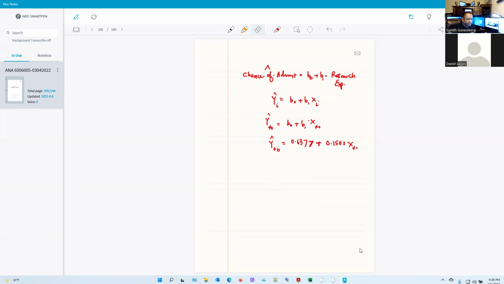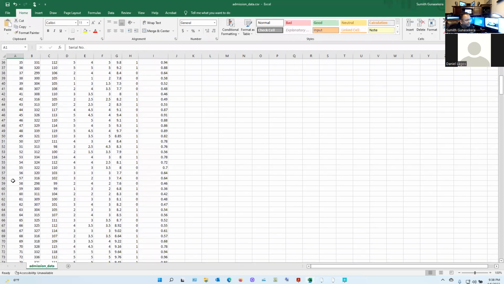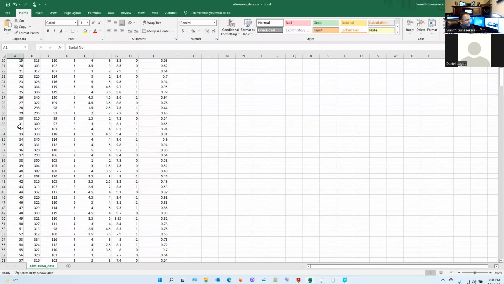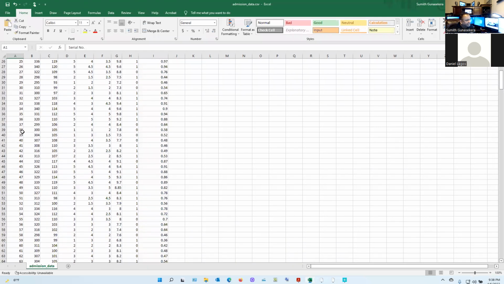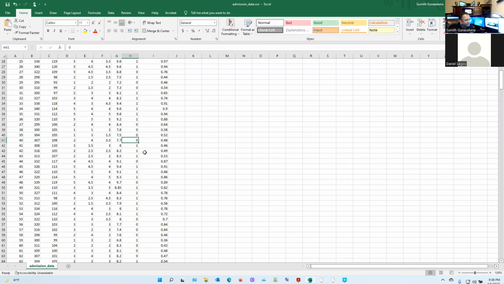If you go to the 40th person in the data set, look at the research, the H column. The 40th means the 41st row, because the first row has been allocated for the titles. This is the 40th person's research. See, no research. No research.